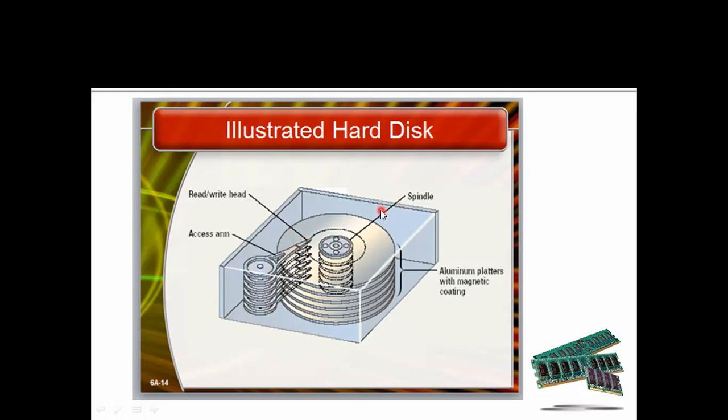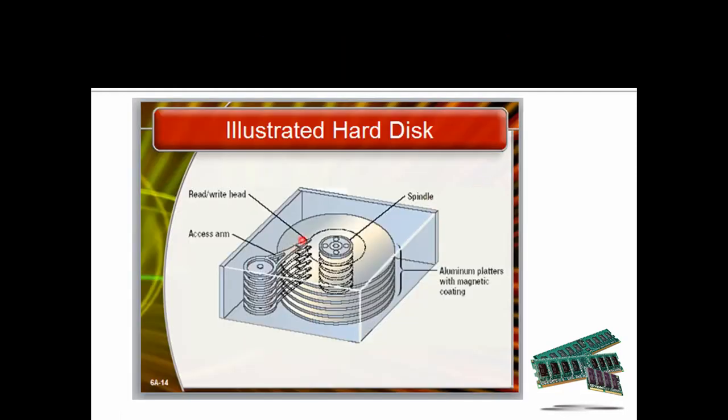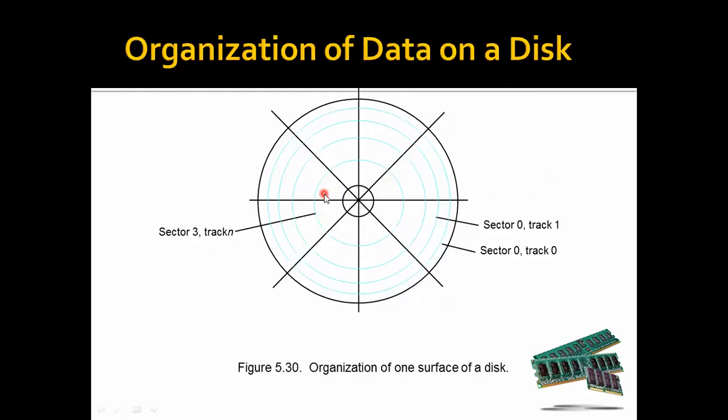Okay, so this is the internal structure of the hard disk. See here, some disks are connected. So what about this disk? How is the internal arrangement, how will the data be stored in that disk? See the internal arrangement. This is a circular organization of one surface of a disk.